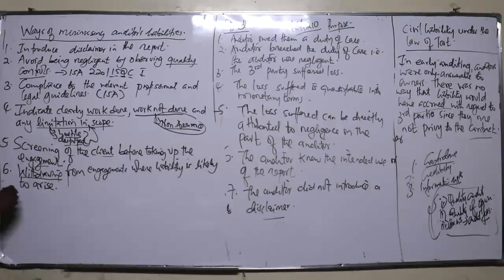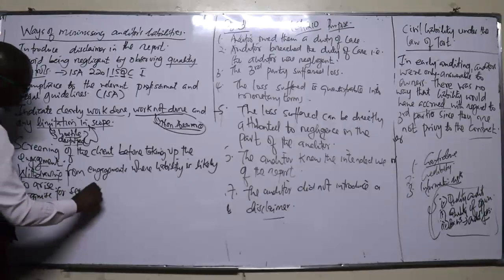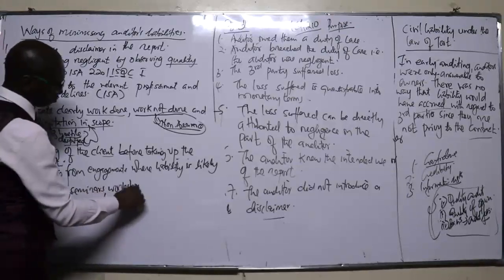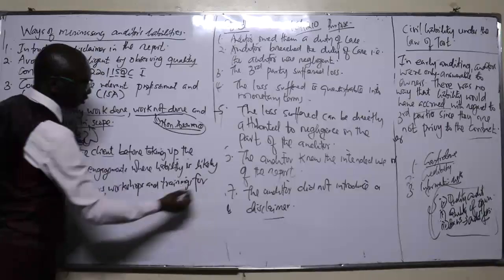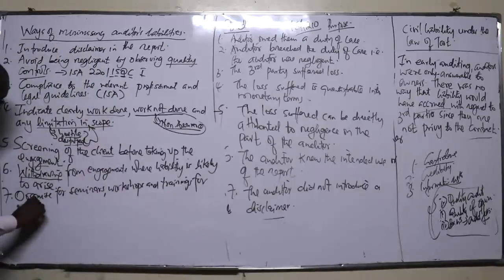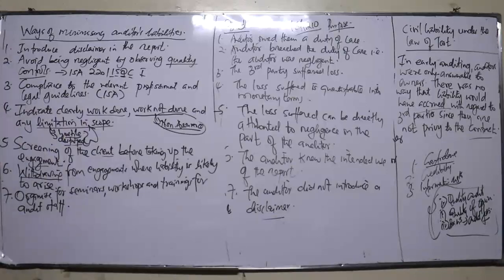Number seven, organize seminars, workshops, and trainings for audit staff. We want to equip them with the necessary skills so that they are able to perform quality audits. Things keep on changing. You hear we are moving from IAS to certain IFRS. So trainings and workshops are very important to keep up to date with current trends in accounting and auditing.